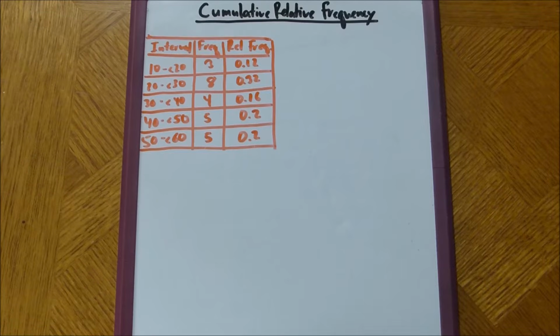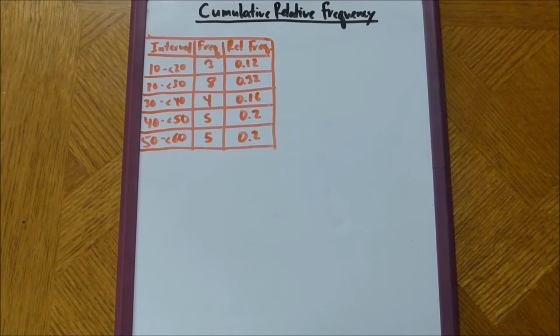Alright, so now we're going to talk about cumulative relative frequencies. Basically, you use cumulative relative frequencies not when you want to find the proportion of data that falls in a particular interval, but when you want to determine the proportion falling either below or above a specified value.